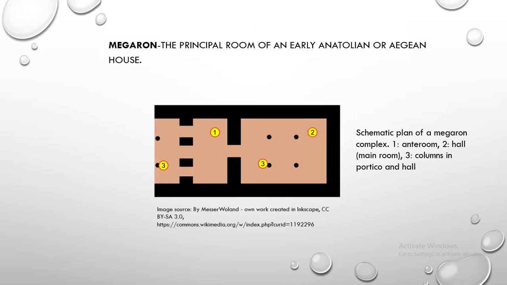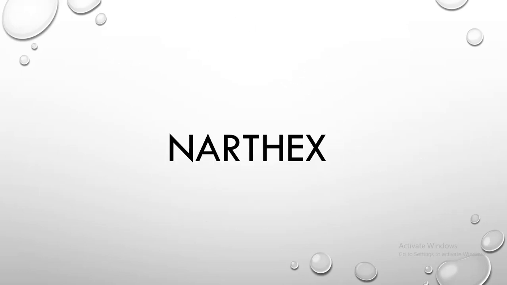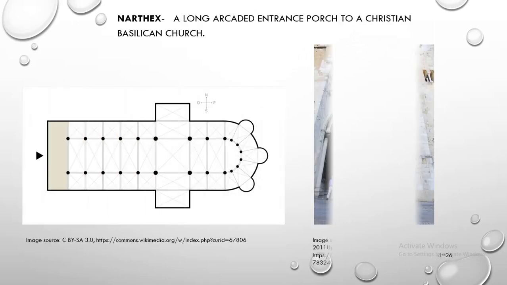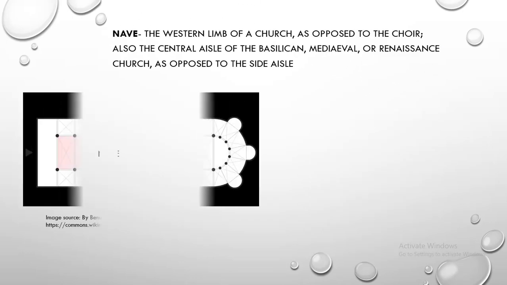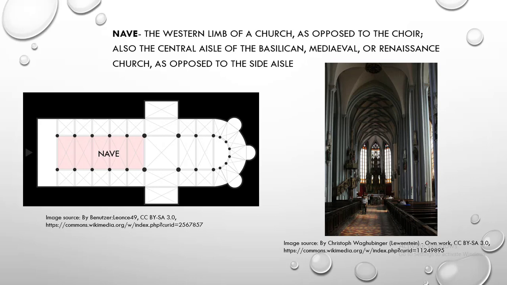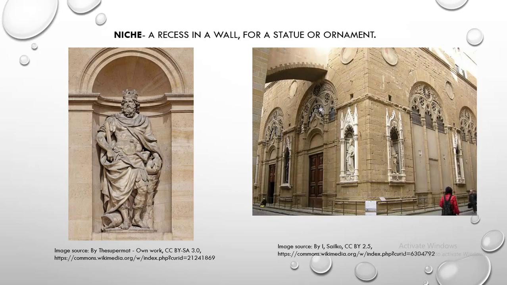Megaron. Megaron is the principal room of an early Anatolian or Aegean house. Narthex. Narthex is a long arcaded entrance porch to a Christian basilican church. Nave. Nave is the western limb of a church, as opposed to the choir, also the central aisle of the basilican, medieval, or Renaissance church, as opposed to the side aisle. Niche. Niche is a recess in a wall, for a statue or ornament.